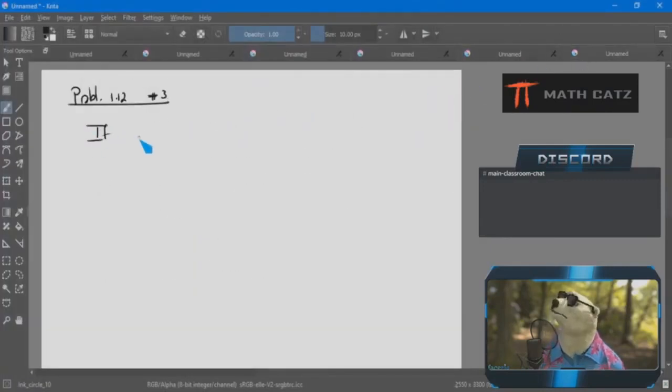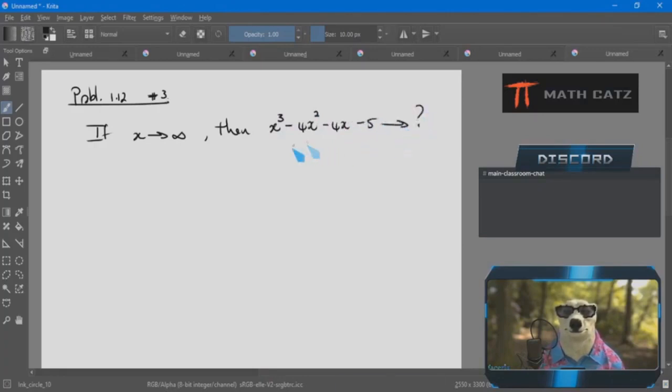So if x grows forever, x approaches infinity, then what is happening to my function? I'll just copy the function, x cubed minus 4x squared minus 4x minus 5. What does that approach? Let's call it y, so it's a little bit easier to refer to. Let y be this function, the name of this function.